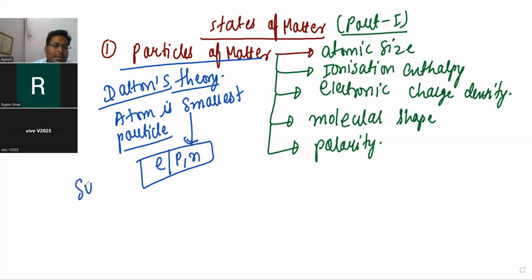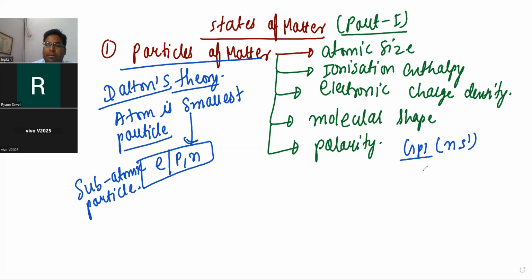So it has subatomic particles, that are called electron, proton and neutron, right? So see here. When any atom is there, suppose I am taking group 1. Group 1 means it has 1 electron in the last orbit. So its general electronic configuration will be ns1, right? So it starts from hydrogen, lithium, sodium, potassium, rubidium, cesium, francium.